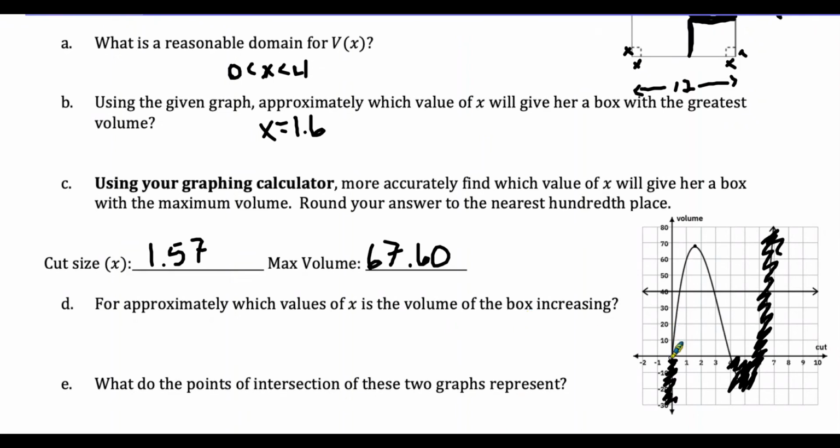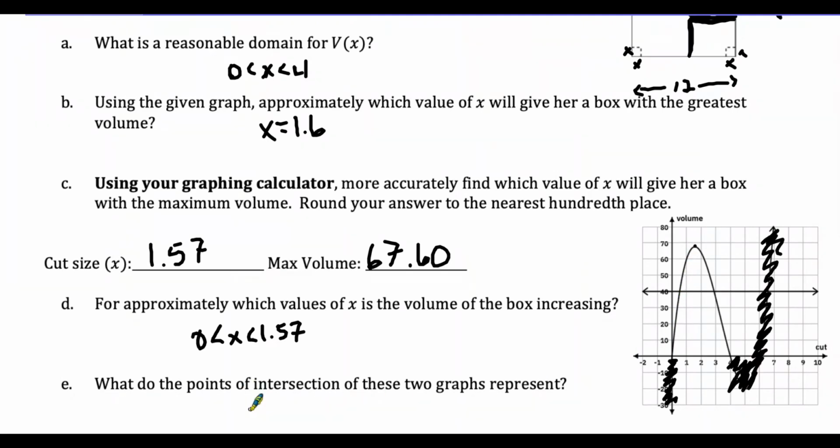Now, part D, for what values of x is the volume of the box increasing? Well, if I look at my graph here, I'm increasing from 0 up to where that maximum is. We just determined that that maximum was at 1.57. So I could write this just to say x goes from 0 to 1.57. And I'm just seeing those are the values on my graph where I am increasing.